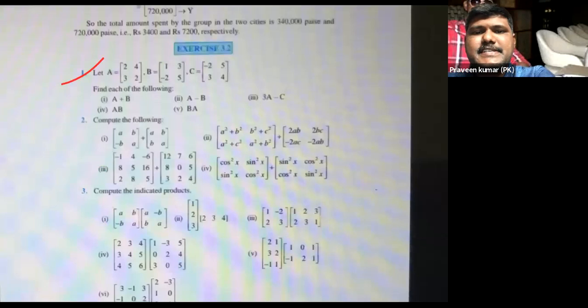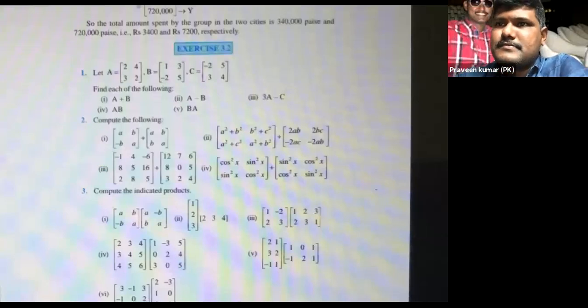See the first question. A is given as [2 4; 3 2], B is given as [1 3; -2 5], and C is given. Find A plus B, A minus B, 3A minus C, AB, and BA. Okay. First question, A plus B.